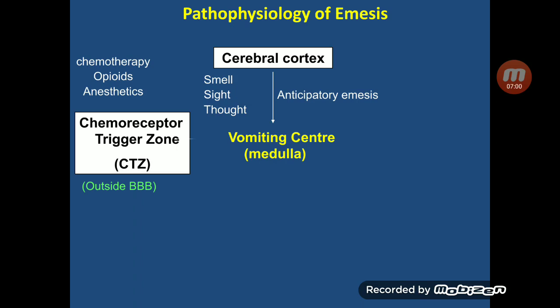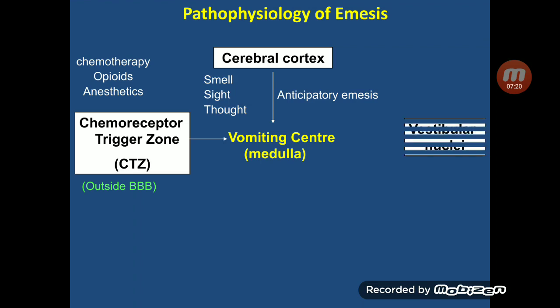Second is the chemoreceptor trigger zone. I already told you the chemoreceptor trigger zone is present outside the blood-brain barrier. Since it is present outside the blood-brain barrier, it can receive signals from your blood, which is being provided with toxic substances, and checks it. So if toxic substances are present in your blood, it can induce the process of vomiting.